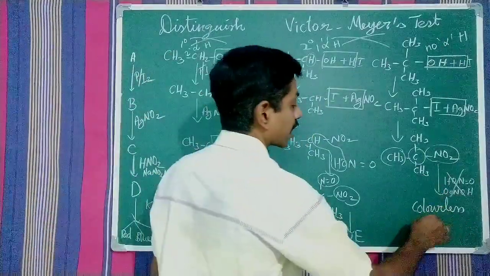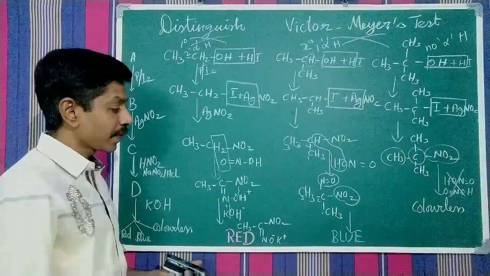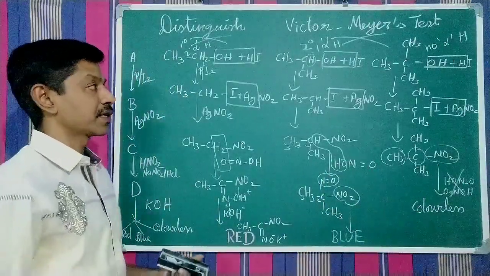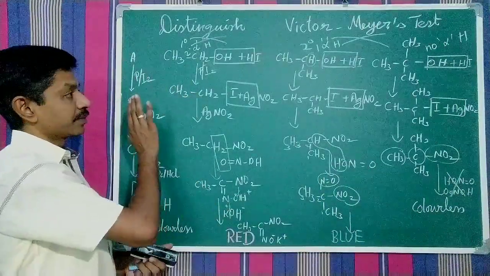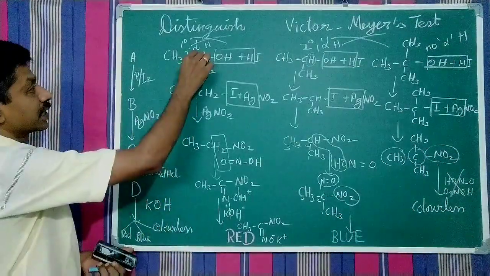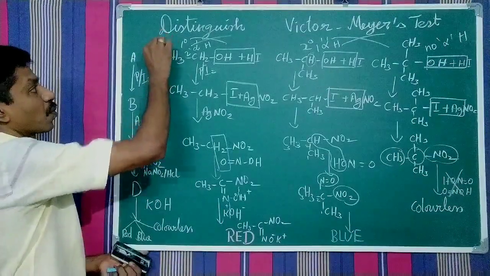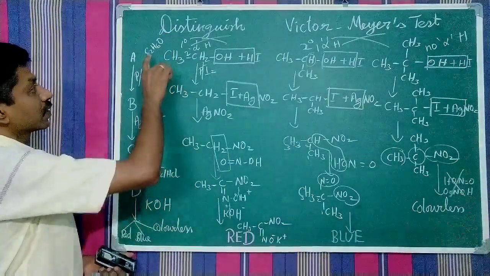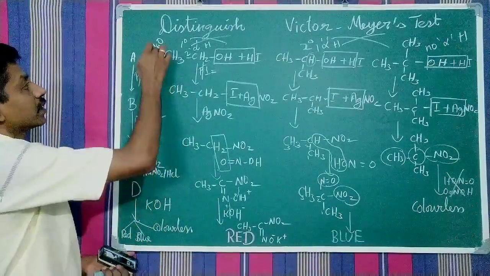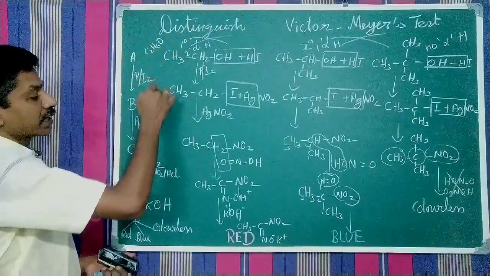And this will not react, so it will be available as a colorless liquid. So it's a very good distinction between primary, secondary and tertiary. And imagine if it is asked in a problem question, they will give a molecular formula, C2H6O, an organic compound with this molecular formula C2H6O. Then you have to guess the clues related to that.